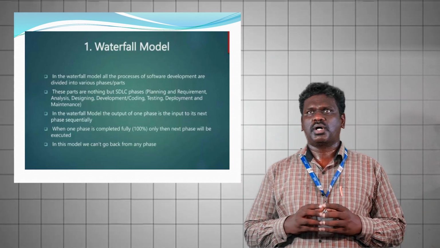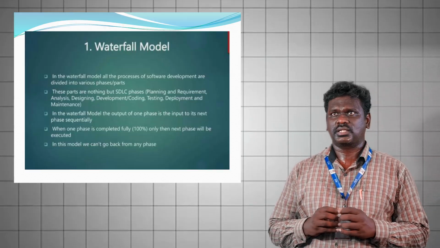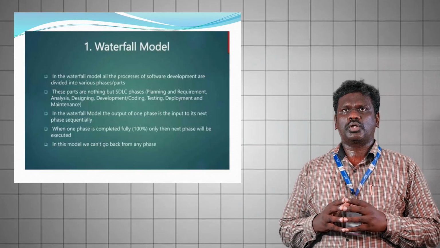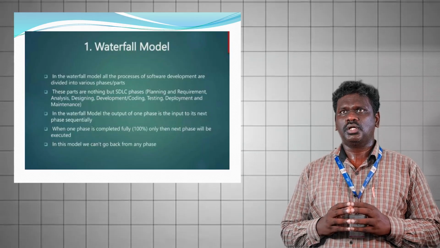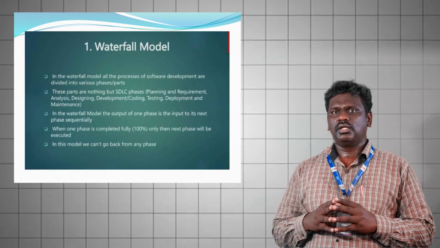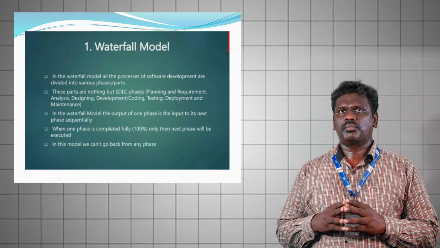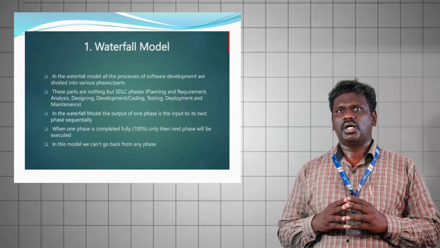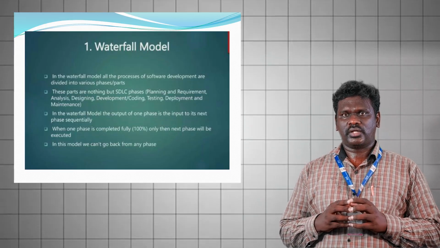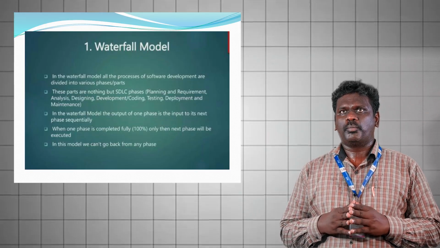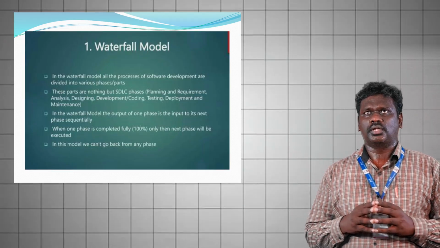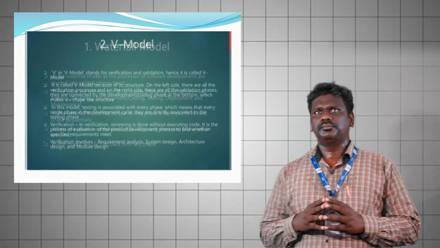In the waterfall model, the output of one phase is the input to the next phase, sequentially. When one phase is completed fully, 100%, only then will the next phase be executed. If there is any incomplete work, the waterfall model will not move on to the next level. In this model, we cannot go back from any phase. The second one is the V model.